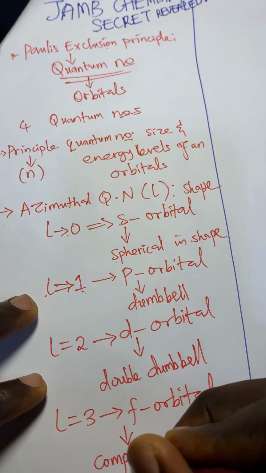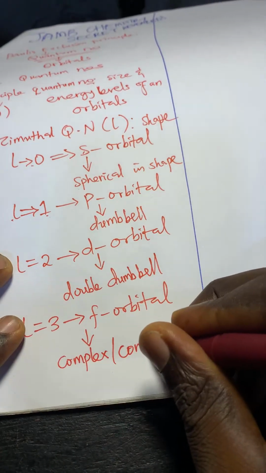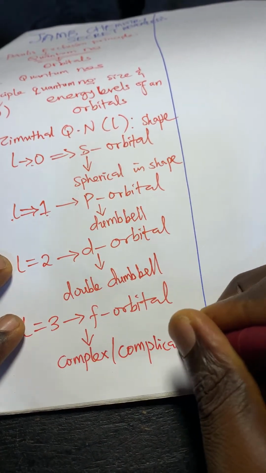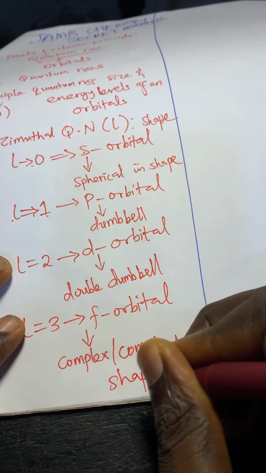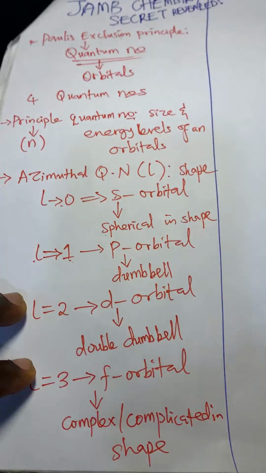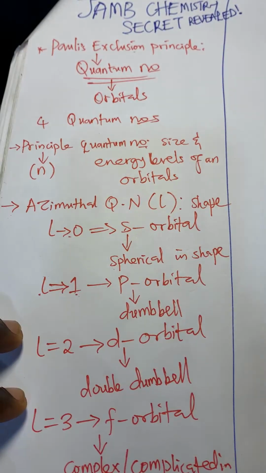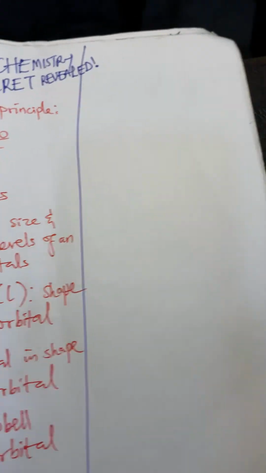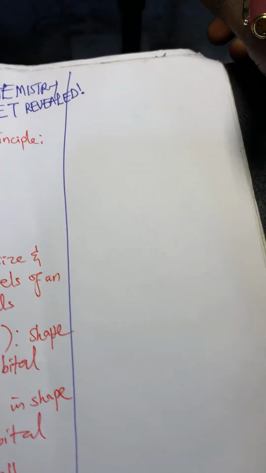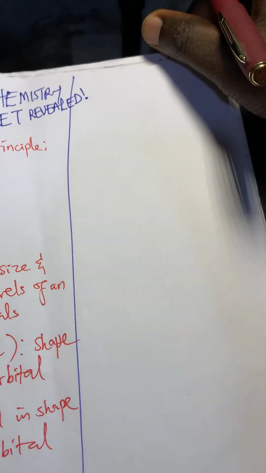Complicated in shape. Yeah, that is it. You must know their respective shapes, the shapes of these various orbitals. They are very important, very, very necessary as you approach the exam hall. Know the shape of S, know the shape of P, know the shape of D, and know their respective shapes.